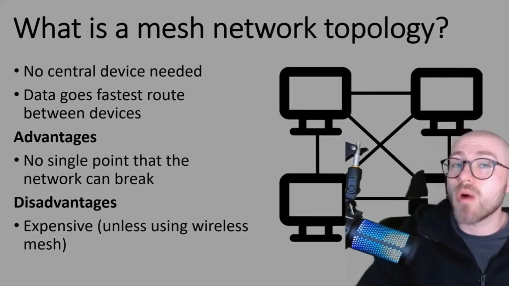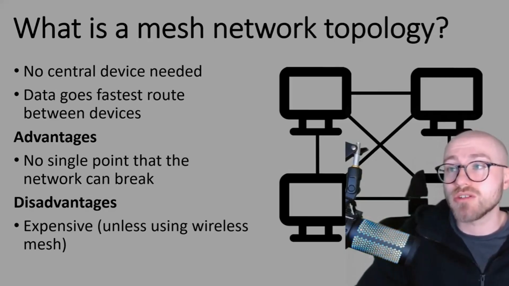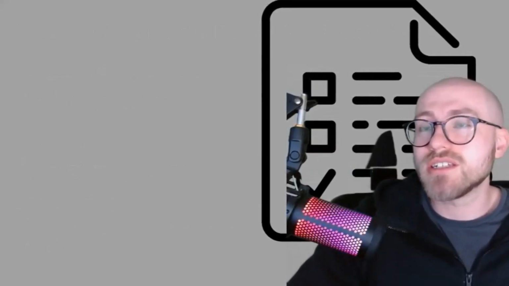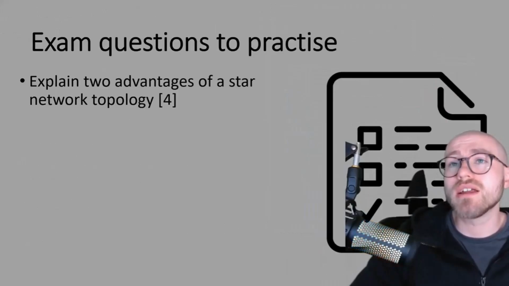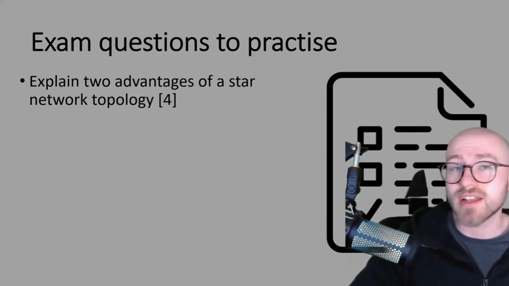But you can have a wireless mesh, which obviously would save some cost on all of that cabling. That's all you need to know for network topology, so let's have some exam questions to practice. So question 1, explain 2 advantages of a star network topology. Now just keep in mind we've got that word explain in there and it's actually worth 4 marks. So you need to tell me what the advantage is and then why it's an advantage.